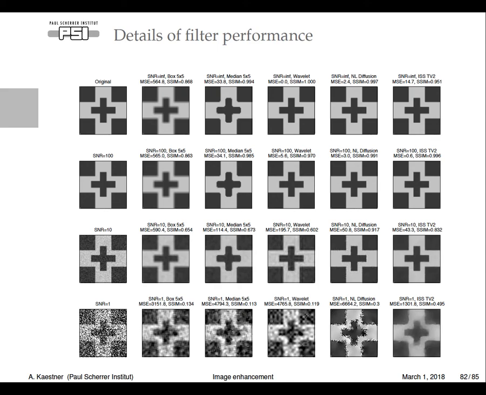The box filter introduces a lot of blurring. The median filter cuts off the corners from the cross. The wavelet filter does pretty good until we come down here somewhere. Then it starts to fade pretty much.